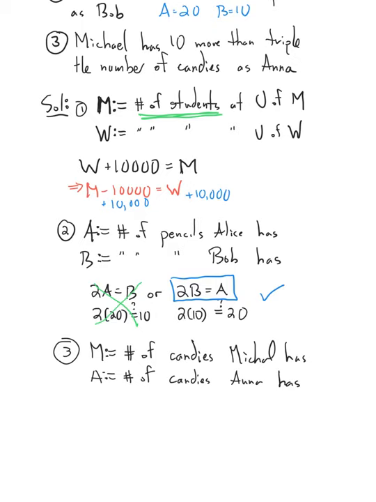So the number of candies Michael has, well, that's M. That is, so is the same as, so I'll put an equals there. It's 10 more than triple the number of candies Anna has. So triple the number of candies Anna has is 3 times A, and then I need 10 more than that, so I'll add 10. So here's the expression for the number of candies Michael has in relation to Anna. So that's great.